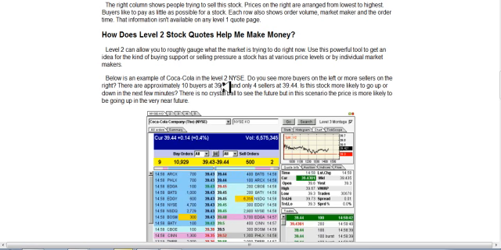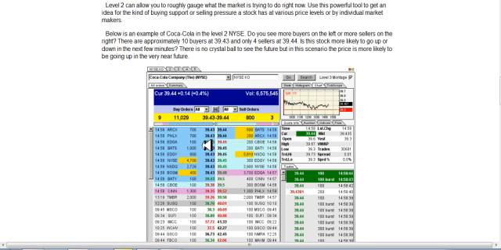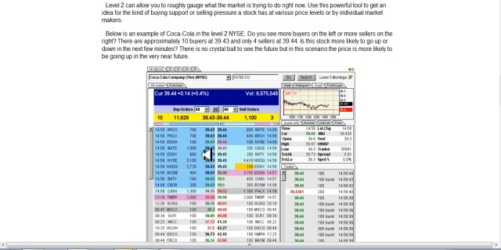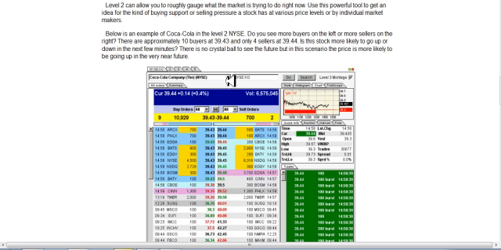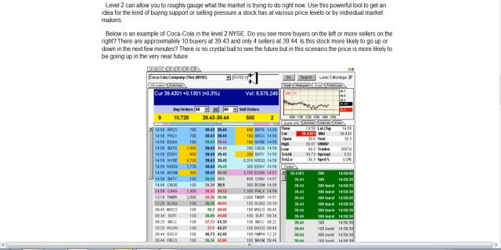Now, how does Level 2 stock quotes help me when making money? Well, Level 2 can allow you to roughly gauge what the market is trying to do right now. Use this powerful tool to get an idea of the kind of buying support or selling pressure a stock has at various price levels, or by individual market makers. Below is an example of Coca-Cola. As you can see, the ticker here is Coca-Cola.